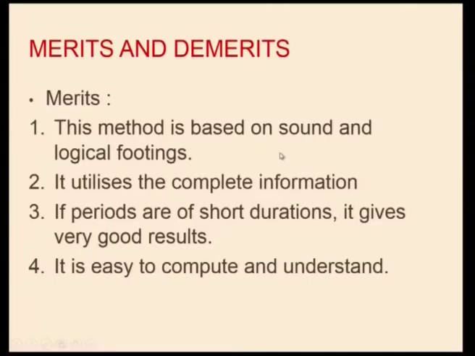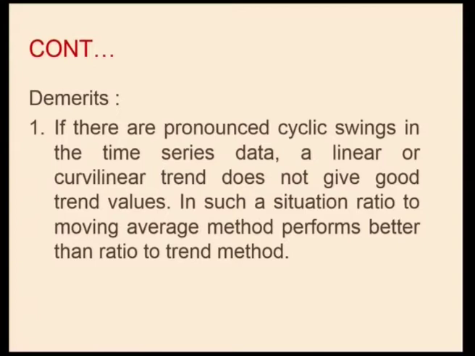Some of the merits are: this method is based on sound and logical footings. Second, it utilizes the complete information. Third, if periods are of short duration, it gives very good results. Fourth, it is easy to compute and understand. And what are the demerits? If there are pronounced cyclic swings in the time series data, a linear or curvilinear trend does not give good trend values. In such a situation, the ratio to moving average method performs better than the ratio to trend method.